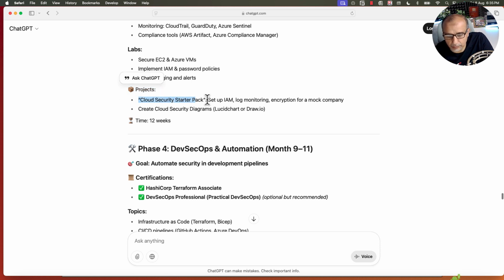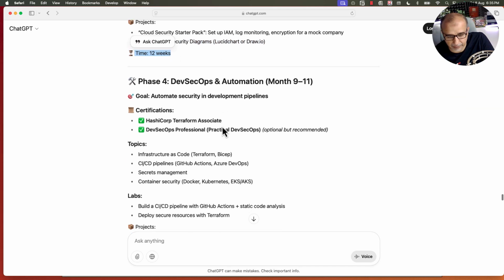Projects, you can do setup IAM, log monitoring, encryption for a mock company. And also you can do the cloud architecture, security architecture. And that was a 12 weeks period.